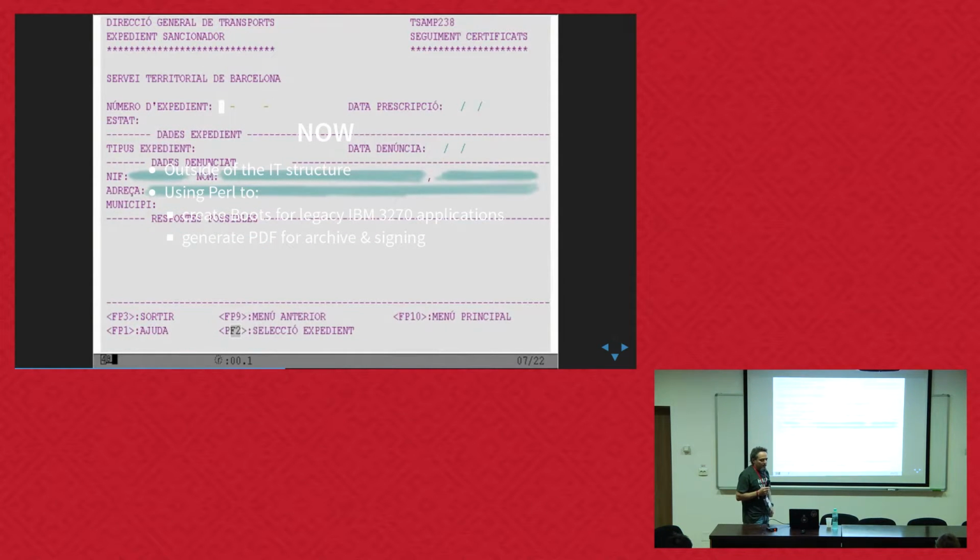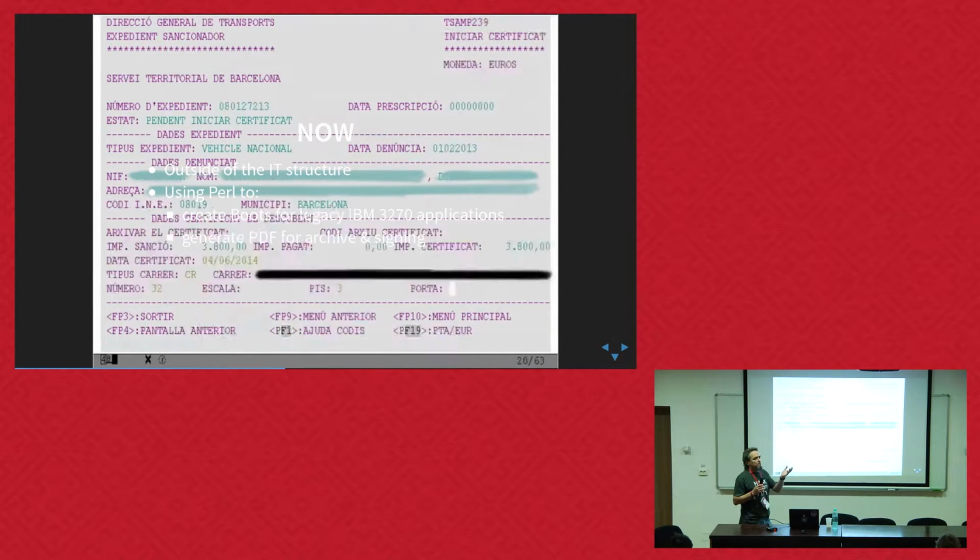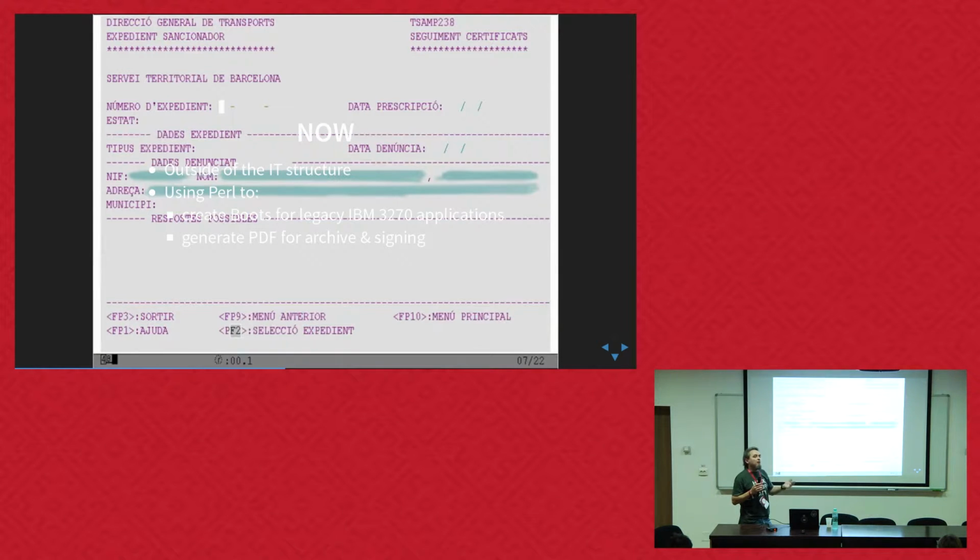Now I am outside of the IT structure, and 3 years ago, all people that were public servants in IT were put to more administrative or paperwork functions. And I ended in a place that was doing control of the penalties for the transport agents.